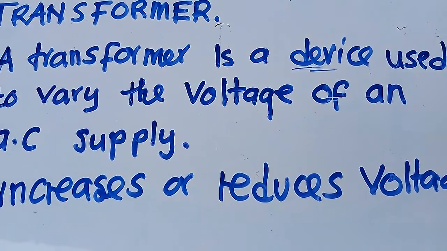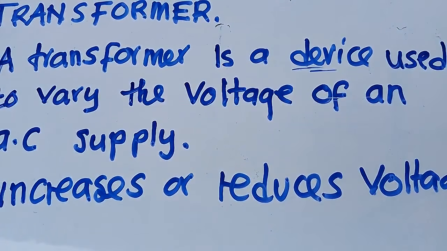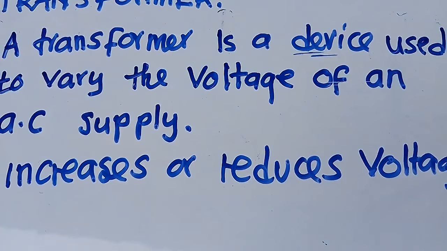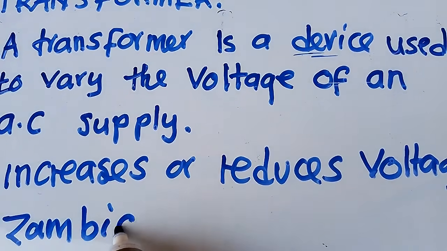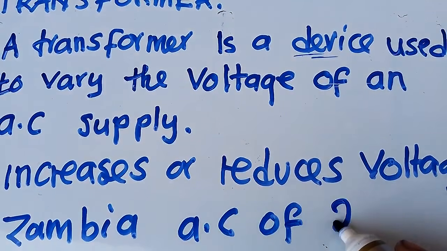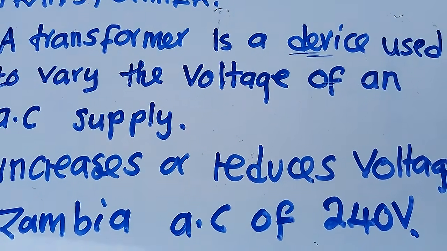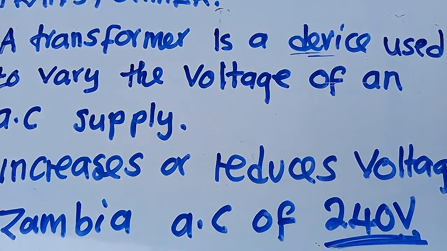Before we go any further, one thing you need to know and understand is that each country has its specific voltage of AC supply for the houses that they use. For example, in Zambia, we have an AC supply of 240 volts. This is the voltage that we use in Zambia. Some of the appliances that we use have this voltage.